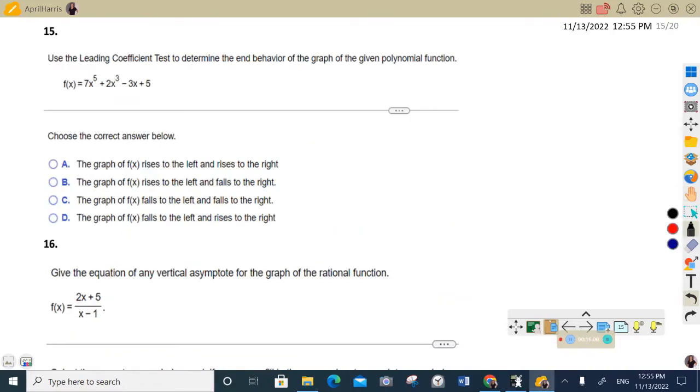Okay, question 15 says use the leading coefficient test to determine the end behavior of the graph of the given polynomial function. First of all, you want to make sure it's in standard form. My highest exponent is my leader. My leading coefficient is positive. So my graph is going to finish positive.